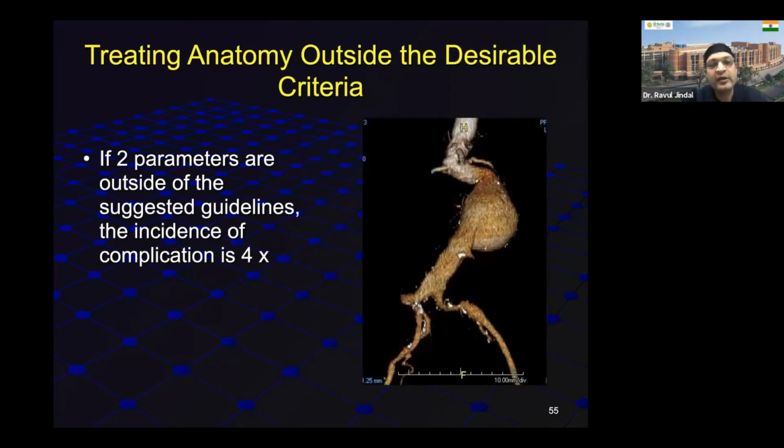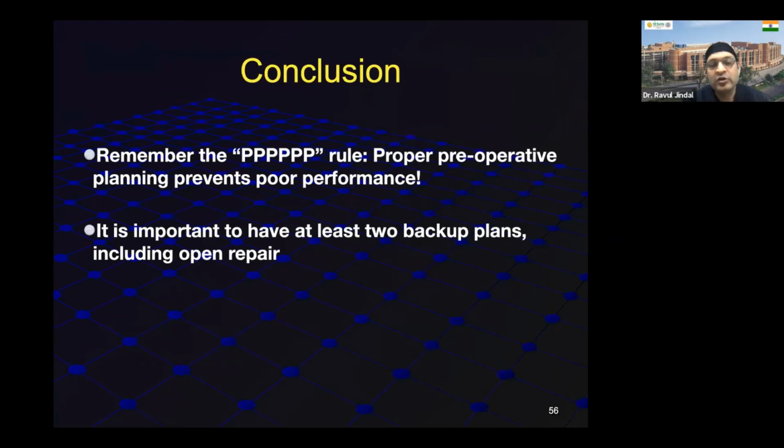Now, outside the desirable criteria, if you want to treat the aneurysms, yes, you can treat them, like severe angulation and bad short necks, but the chances of endoleaks will always increase. So always remember, proper preoperative planning prevents poor performance.